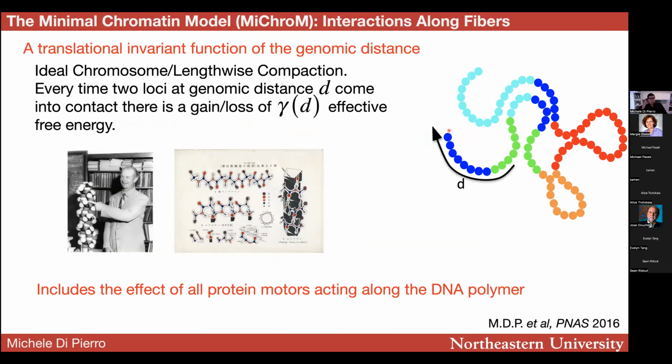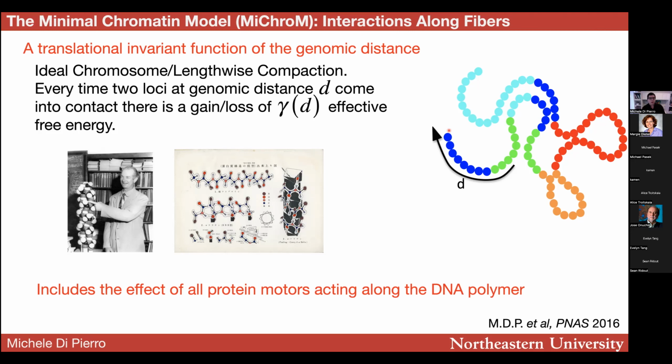The second physical process that shapes chromosomes is lengthwise compaction, which at the time we found in Hi-C data we called the ideal chromosome. And this energy term says that every time two loci at the genomic distance d come into contact, there's a gain or a loss of an effective free energy gamma that depends on the genomic distance interspacing these two loci making a contact.